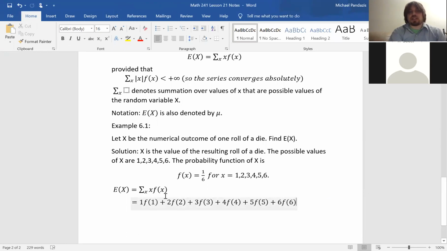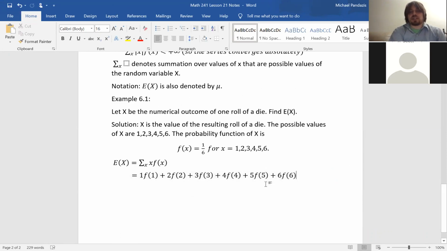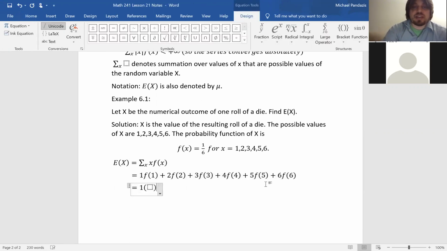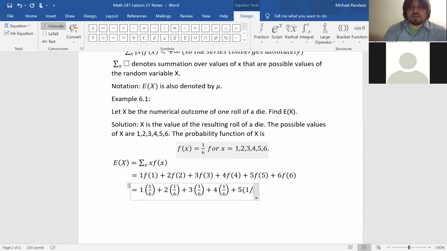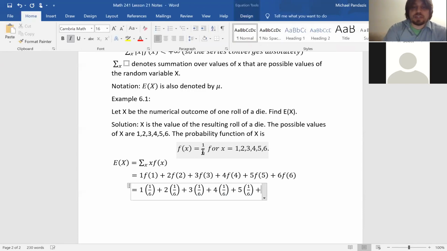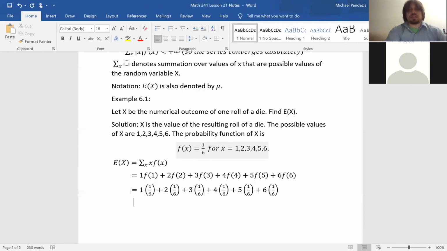Now it's just a matter of plugging the values into this PDF of x, substituting the values in, and then adding the products. So this is equal to 1 times f of 1, and f of 1 is 1/6. This is 1 times 1/6 plus 2 times f of 2, which is also 1/6. So f is 1/6 for all these values. This is 3 times 1/6 plus 4 times 1/6 plus 5 times 1/6 plus 6 times 1/6. And now you just multiply all that out and add.